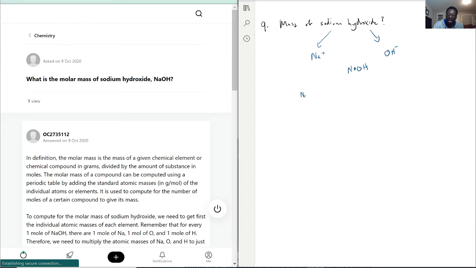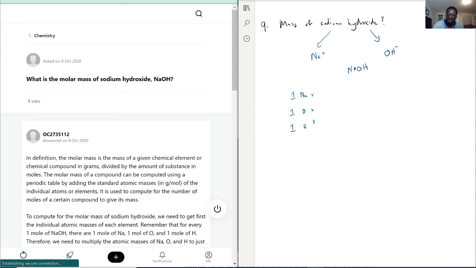So we have sodium, one of them, plus 1 oxygen, plus 1 hydrogen. Sodium should be 22.99, but it's always good to double check, and oxygen is 15.999. Hydrogen is 1.008. Let's see here, 1.008, perfect. Sodium is 22.990, and oxygen is 15.999. Then we multiply by their coefficients. We still have 22.990, 15.999, and 1.008, and then we add.